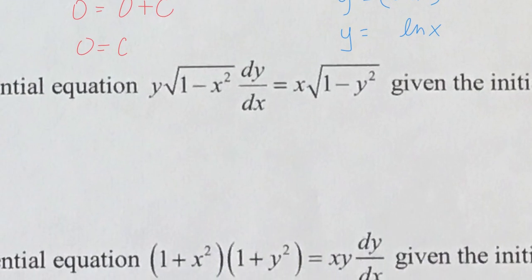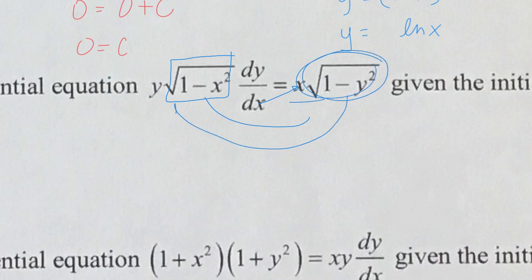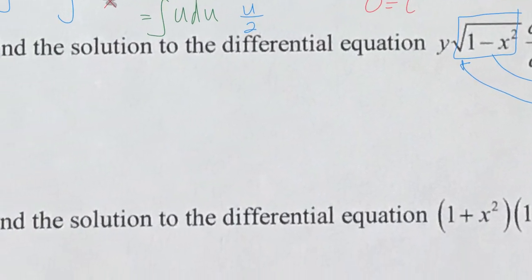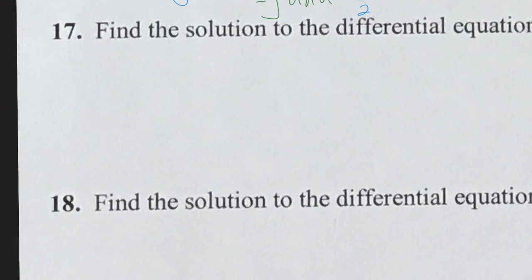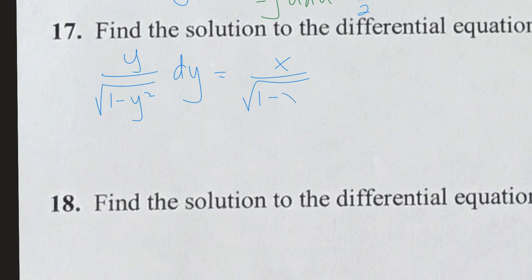Okay, continuing on, we're going to move the dx over here. All right, so we'll have x dx, and then this is going to be your denominator, so we're going to divide by that. And then we're going to move this one over here and divide by that also. So we're going to have some pretty crazy looking things here for this one. We have y over root 1 minus y squared dy equals x over root 1 minus x squared dx. Okay, so that's how this problem starts.